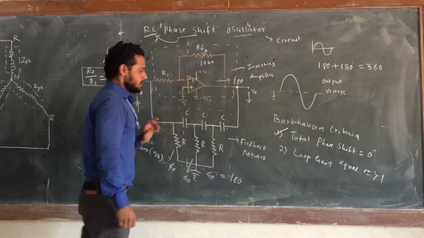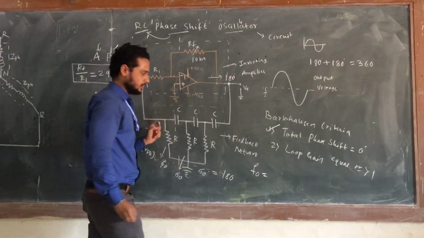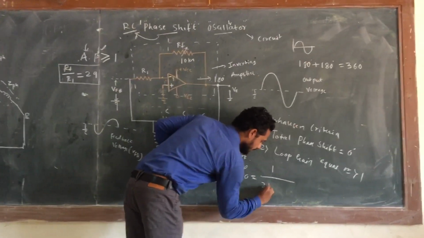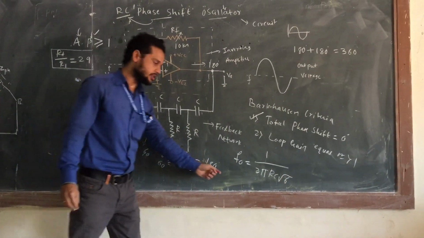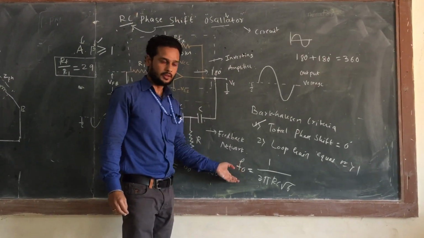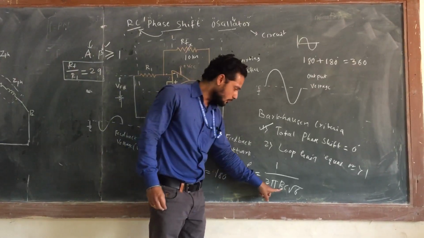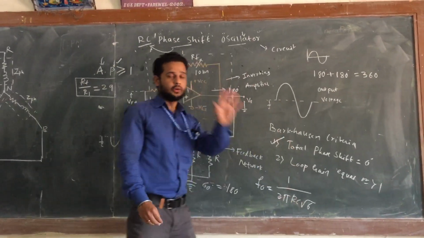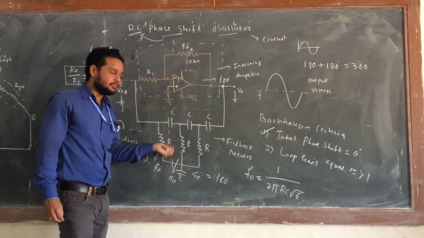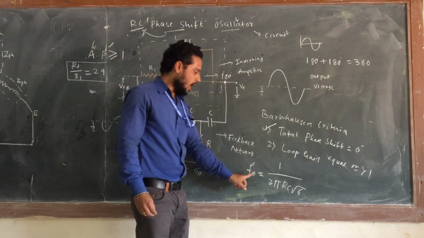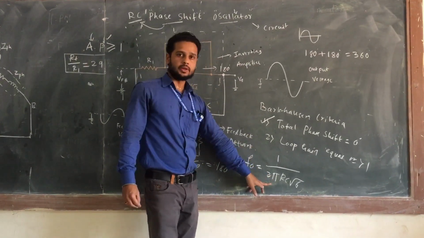The frequency of oscillation for this RC phase shift oscillator is given by 1 divided by 2 pi RC root 6. Again, there is a derivation for this one. I hope you would have gone through that. Here the output frequency completely depends upon the values of R and C. So it is your choice what values of R and C you are going to select. Depending on the value of these passive components, you will get the output frequency having one particular value. It is as per your wish.